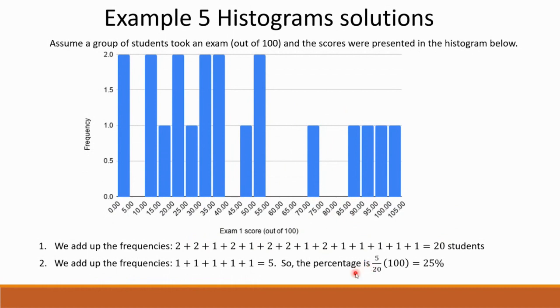Well, 5 out of 20 times 100 is 25%. You just divide and convert it to a percent by multiplying. That's all. Do you have any questions about this?